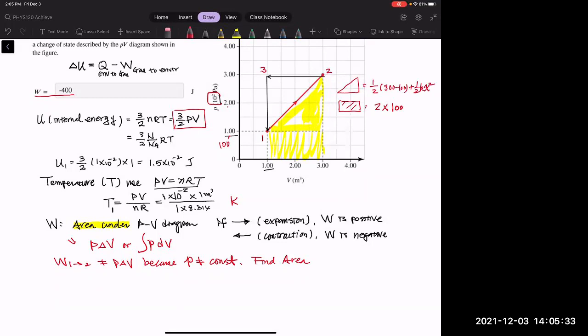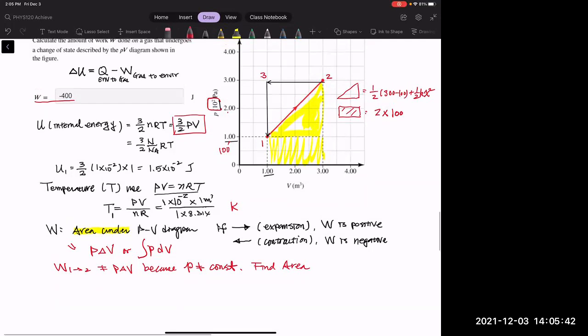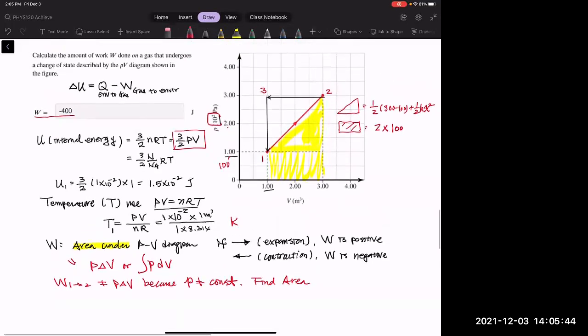Okay, so that's how you find the area. This one goes to the right, so it should be positive. But why would this one go negative? Okay, this one is negative because it tells you what is the work done on gas.